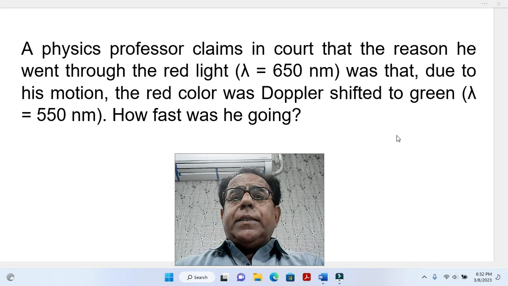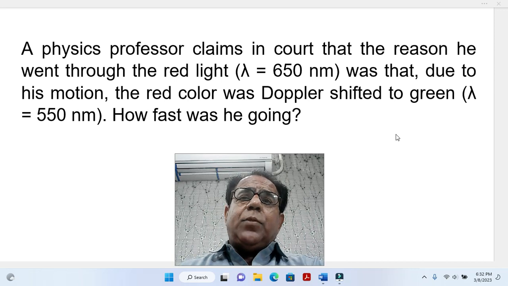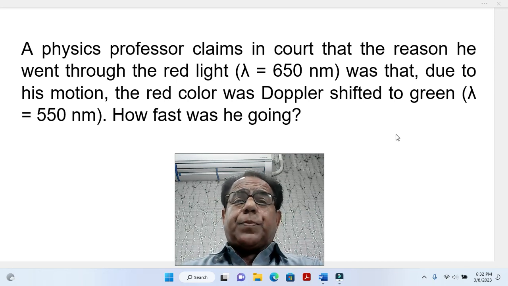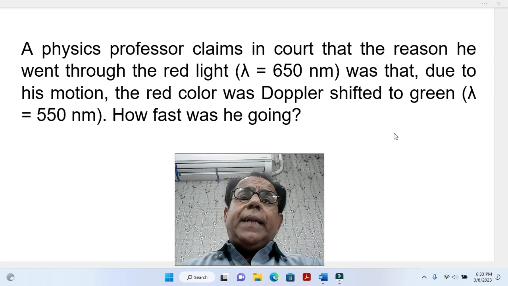Here, dear students, one thing needs to be noted: there are two wavelengths given. One is the wavelength of red light, which is lambda equal to 650 nanometer, meaning 10 to power minus 9 meter, and the wavelength of green is 550 nanometer, that is 550 into 10 to power minus 9 meter. Here red light comes first and green light comes later.